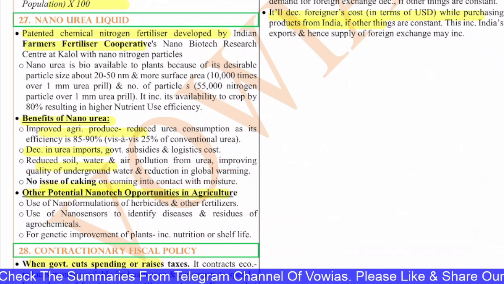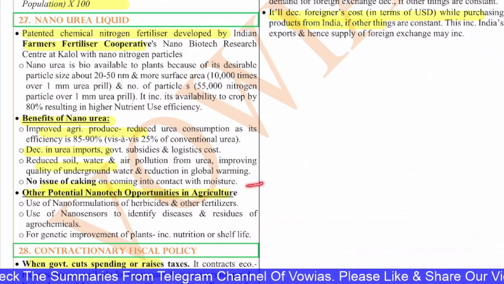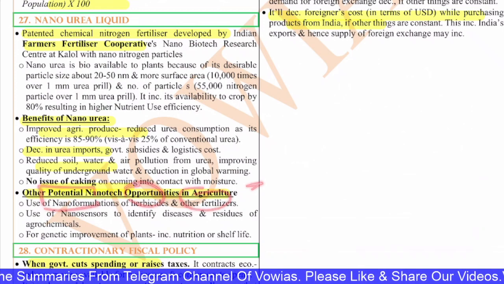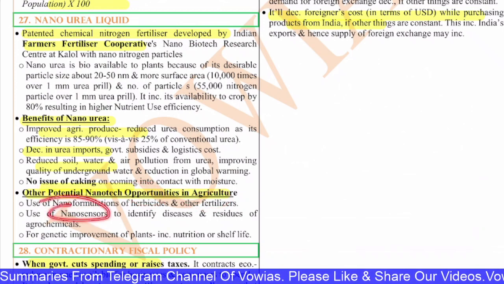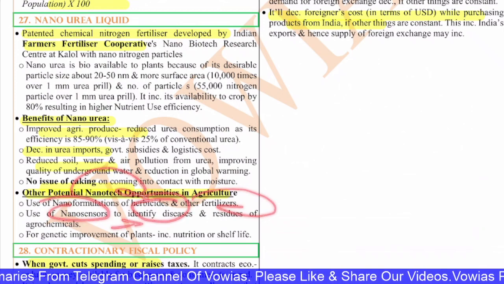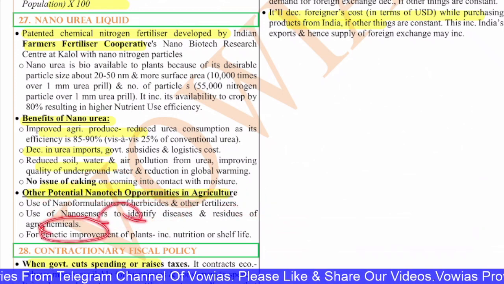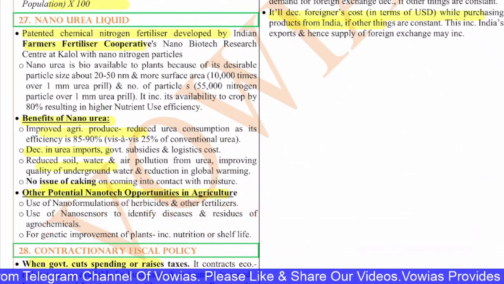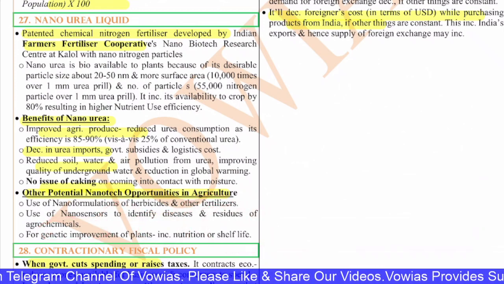Other potential nanotech opportunities in agriculture include the usage of nano formulations of herbicides and other fertilizers, the usage of nano sensors to identify diseases and residues of agrochemicals, and genetic improvement of plants, with an increase in nutrition or shelf life. These are the various opportunities.